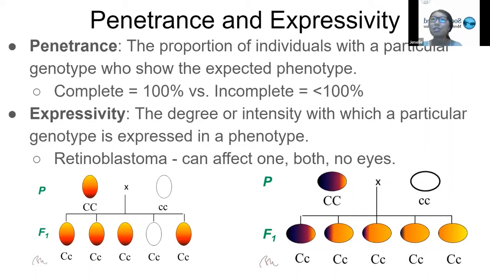So penetrance is the proportion of individuals with a particular genotype who show that expected phenotype.